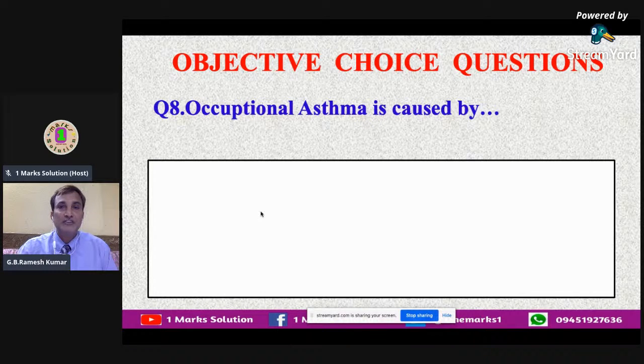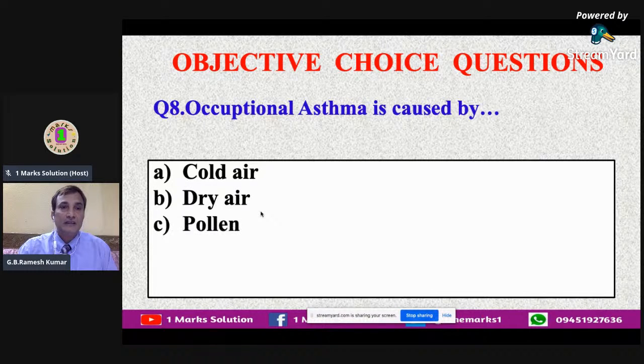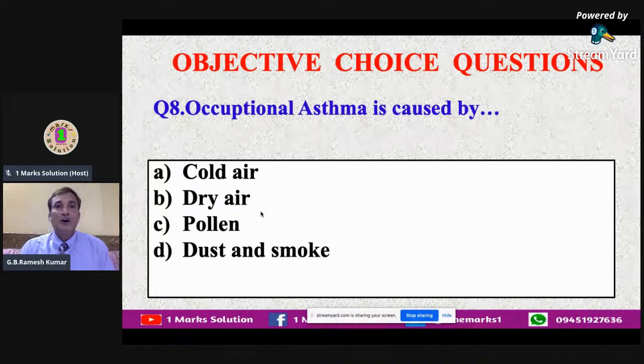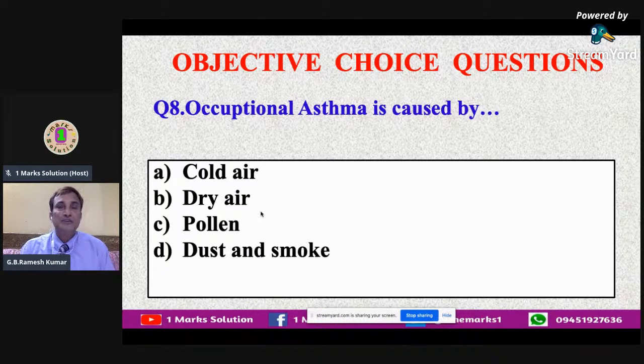Occupational asthma is caused by cold air, dry air, pollen, or dust and smoke? Now, asthma means we have breathing problems, and we say that people are suffering with asthma, right? Cold air means weather changes, dry air means dryness in the air, and then pollen, dust and smoke.